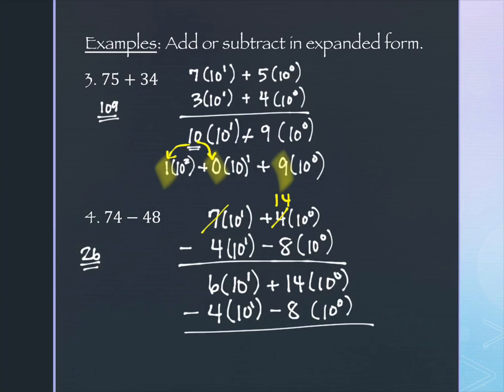And now we can subtract. What's 14 minus 8? 6. So it's 6 10 to the zeros. And what's 6 minus 4? 2 times 10 to the 1. And of course, you see the number 26 showing up right here as expected as well, right?